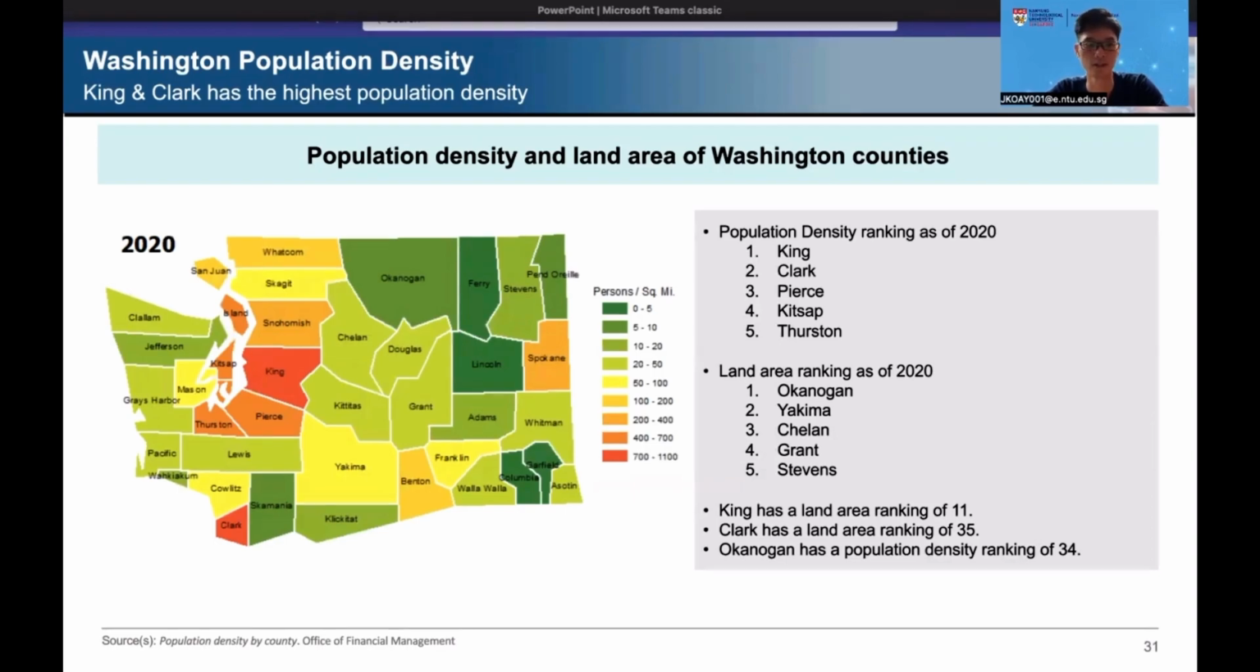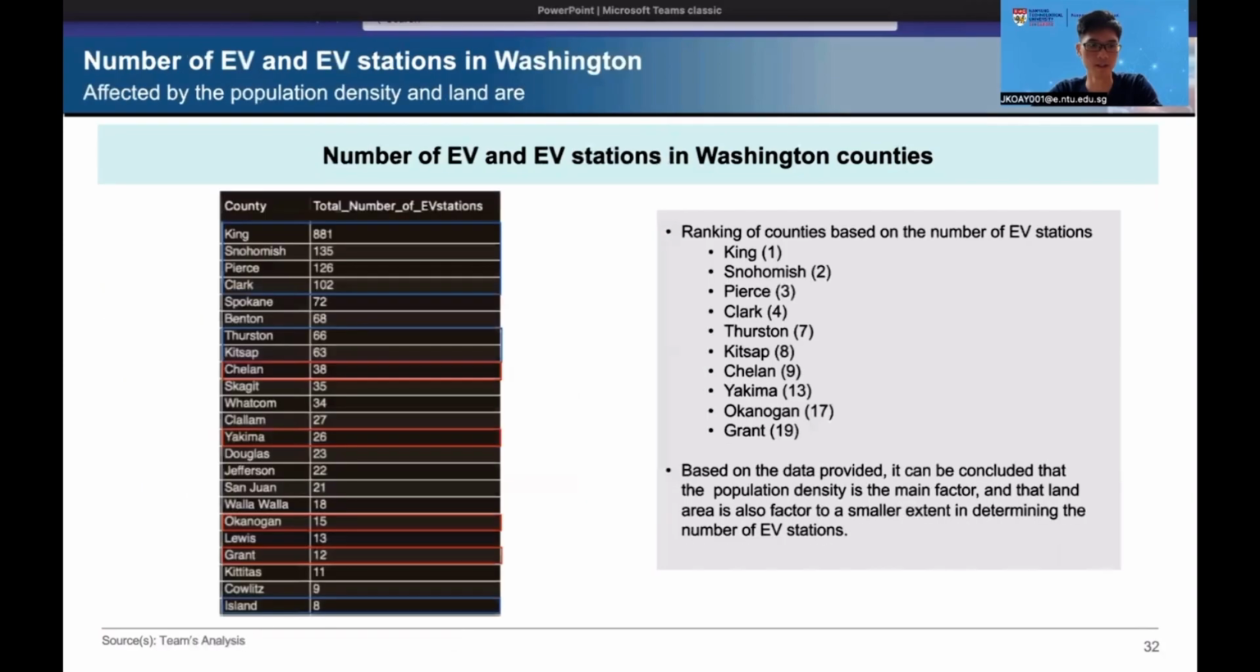In comparison to other counties, Okanagan has one of the lowest population density, despite having the largest land area. The data provided indicates that a significant number of counties with the highest number of charging stations also have the highest population density. Additionally, counties with smaller population density, such as Okanagan, possess a moderate number of charging stations. Conversely, Island, despite having a higher population density, exhibits a lower number of charging stations.